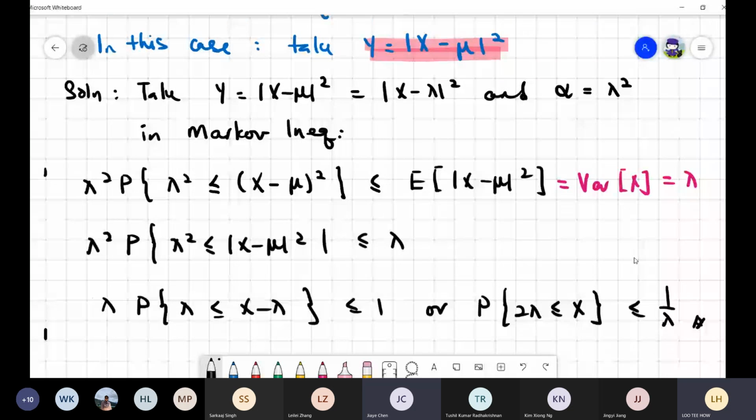All right. Okay, so like I say, the main trick will be this, substituting y to be this in the Markov inequality, as well as alpha to be this in the Markov inequality. How do we know what y to be substituted? That is based on your experience. So you look at the patterns of the questions, and then you see how to make a suitable substitution into the inequality.